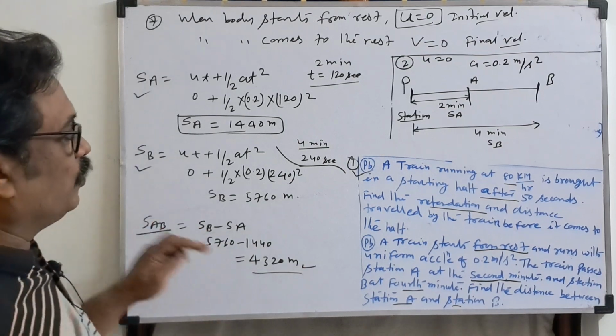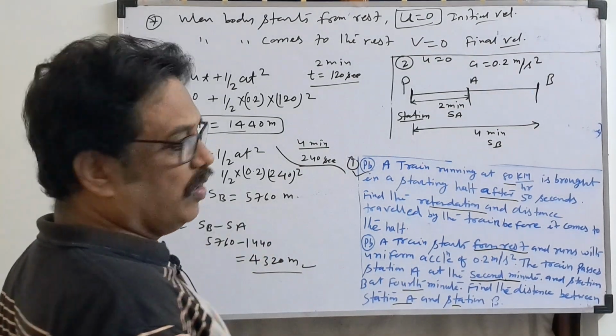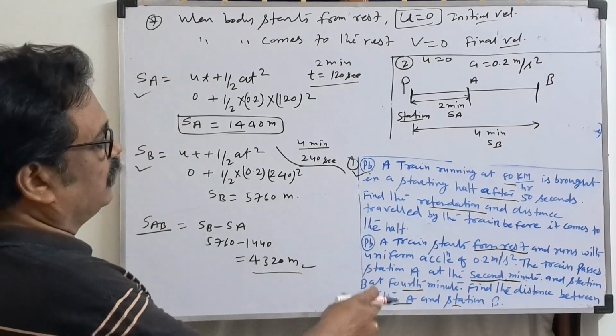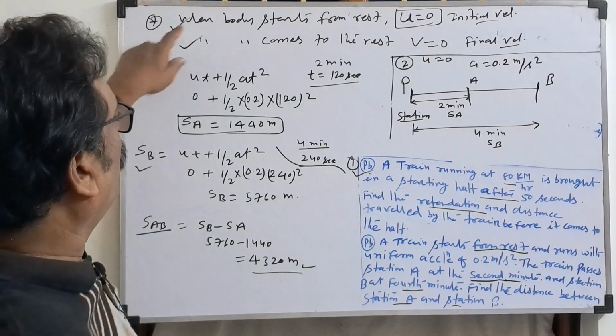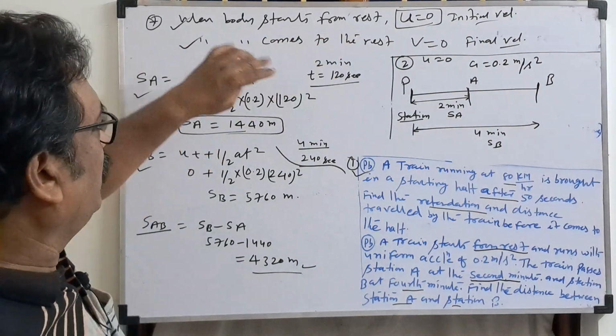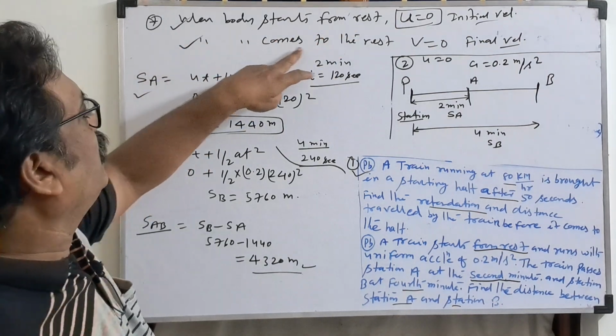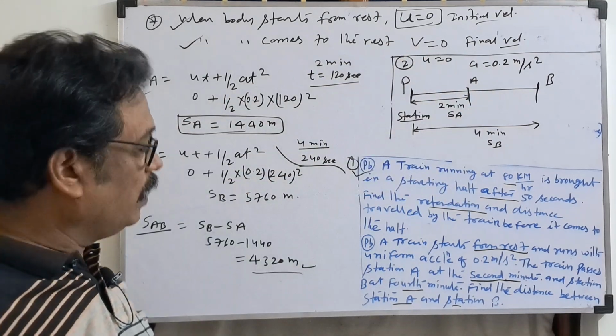This way we can calculate. Like this, whatever questions there will be, we have 3 formulas. Based on the 3 formulas we can solve. And these 2 conditions will always be useful. When the body starts from rest, initial velocity is 0. When the body comes to rest, final velocity will be 0.